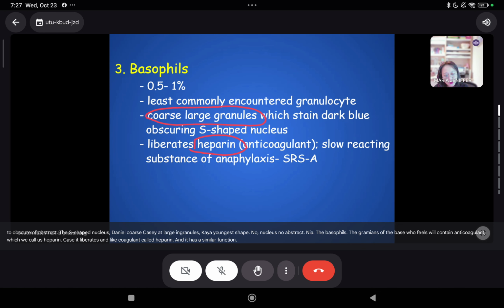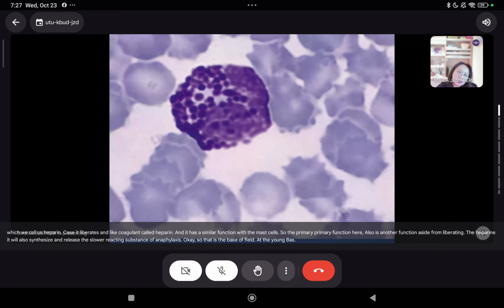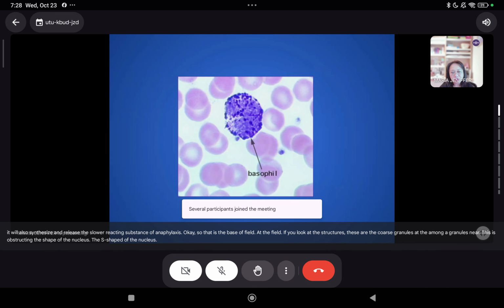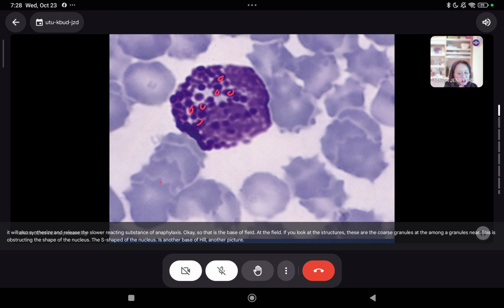It has a similar function to the mast cells. Aside from liberating heparin, it will also synthesize and release the slow reacting substance of anaphylaxis. Okay, so that is the basophil. Looking at the structures, these are the coarse granules. These granules are obstructing the shape of the nucleus, the S-shape of the nucleus. Okay, another picture of the basophil.